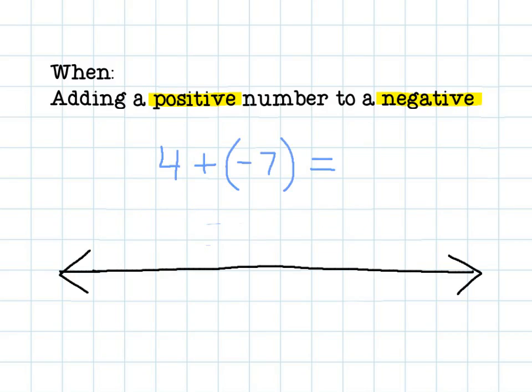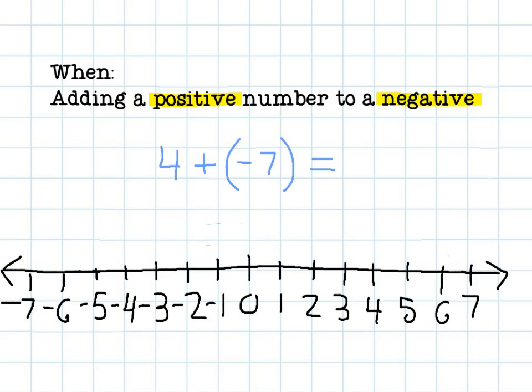We can actually show this on a number line. First, start with negative 7. Then we need to add 4. Because negative 7 is negative, we can't just add 4 plus 7. We have to actually subtract it because negative 7 is the opposite of 7. So we need to go 4 steps to the right. And that ends up on negative 3.